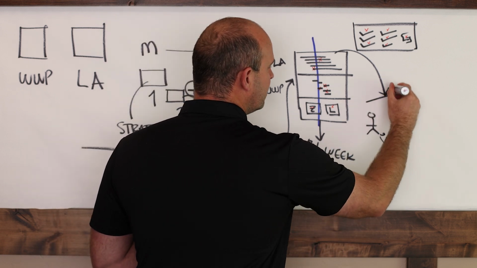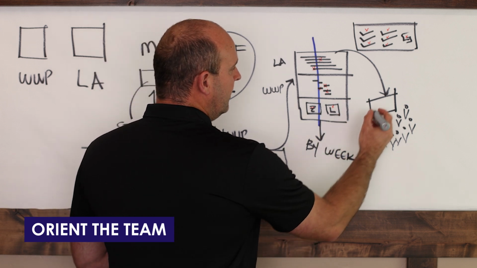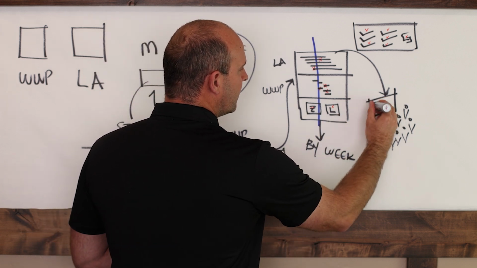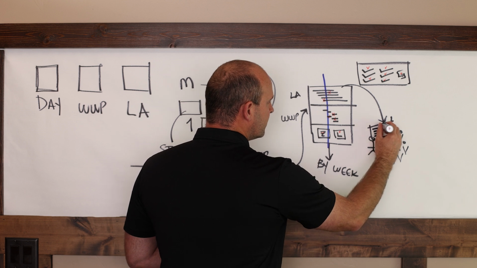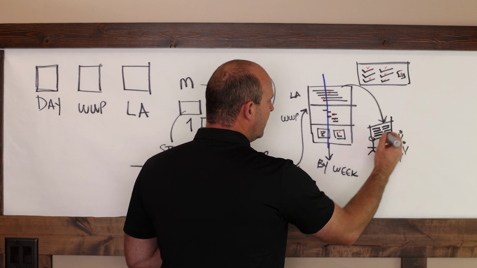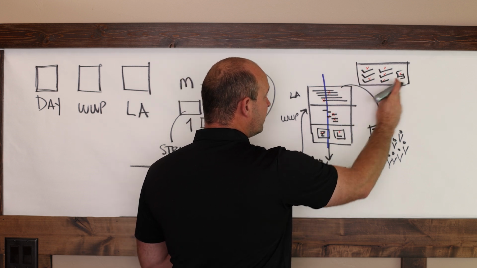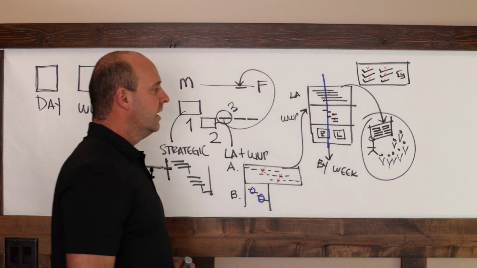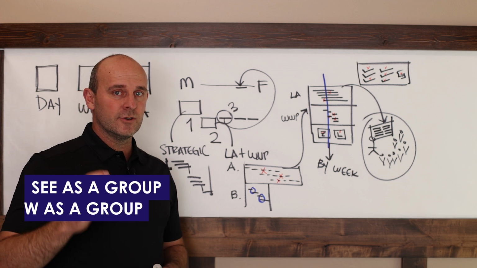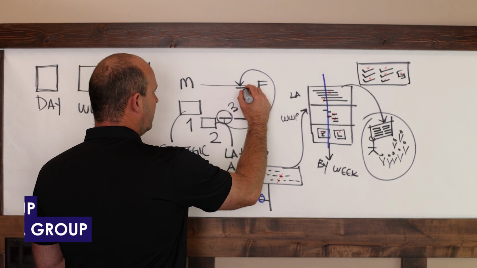What you want to do is basically orient the team to the day plan. So you'll cover things like what's going on for today, what's the weather, where are the inspections happening, when are the material deliveries, and so on and so forth. Make this information in this slice, and the problem solving that you've done from your visuals, communicate that to the workers so that everybody can see as a group, know as a group, and act as a group. So that's step number 4, the worker huddle.